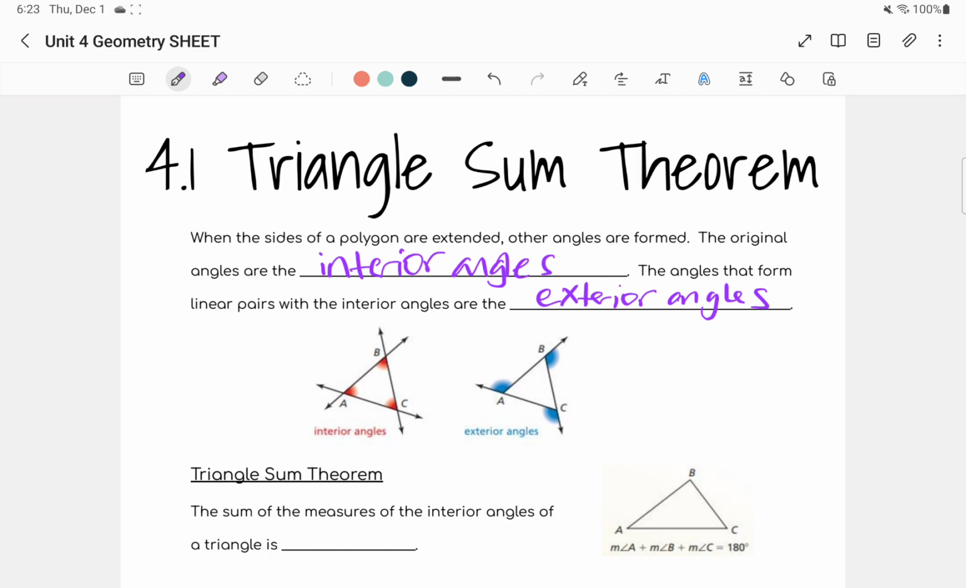So the Triangle Sum Theorem states that the sum of the measures of the interior angles of a triangle is 180 degrees. So that means if I have this triangle here, A, B, and C all add up to 180 degrees.